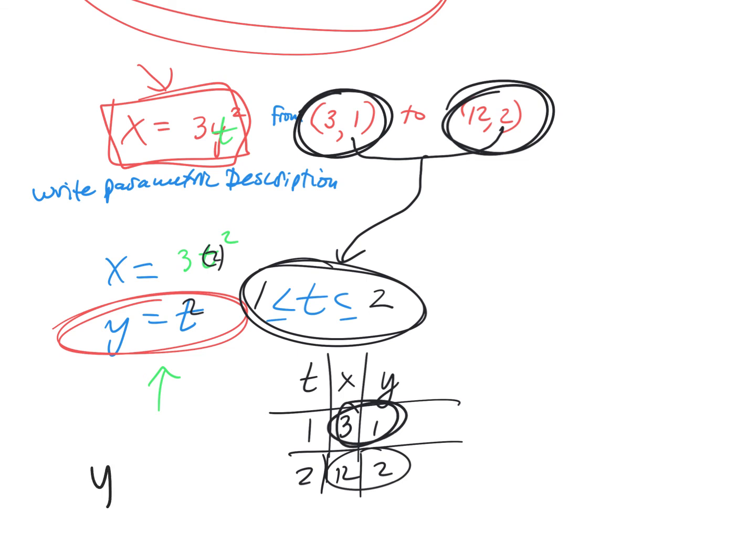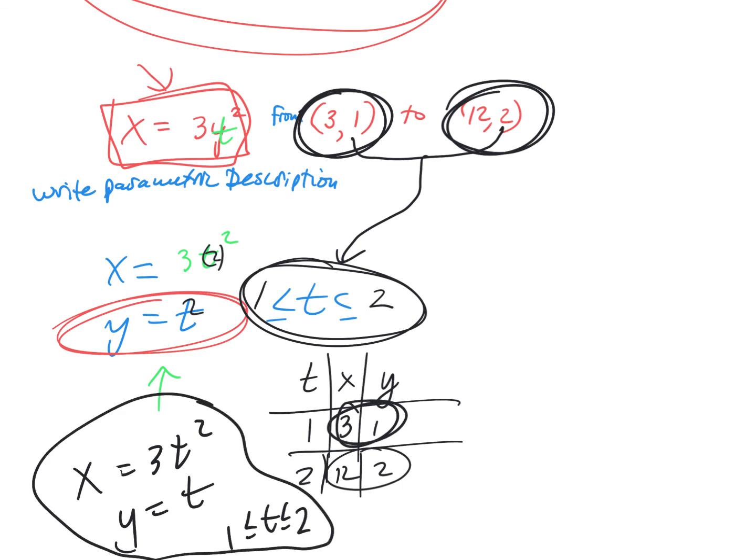So final answer, x equals 3t squared. And y was just equal to t. And my t limit was between 1 and 2. So you can switch the x and y around and it'll still work. Like last time we said x equals t, this time we said y equals t.